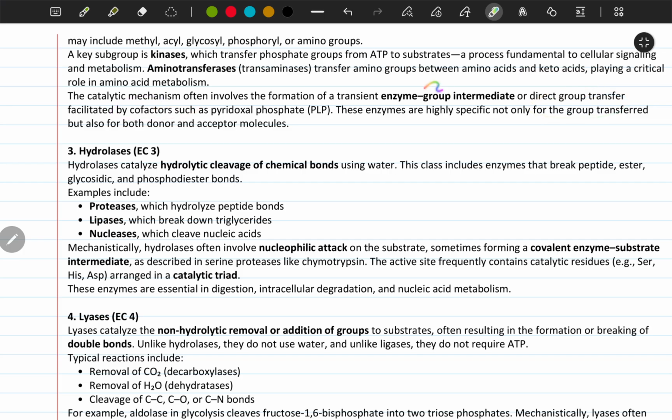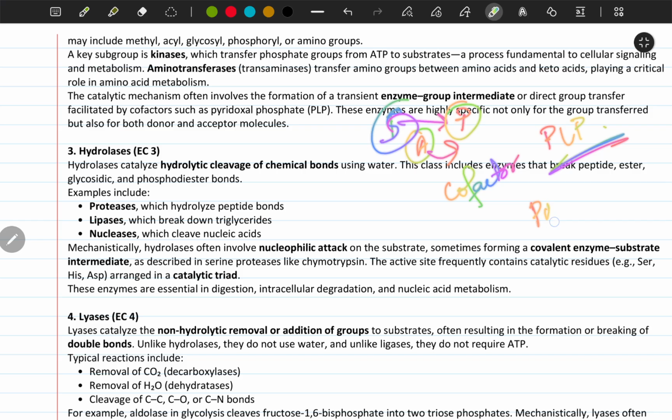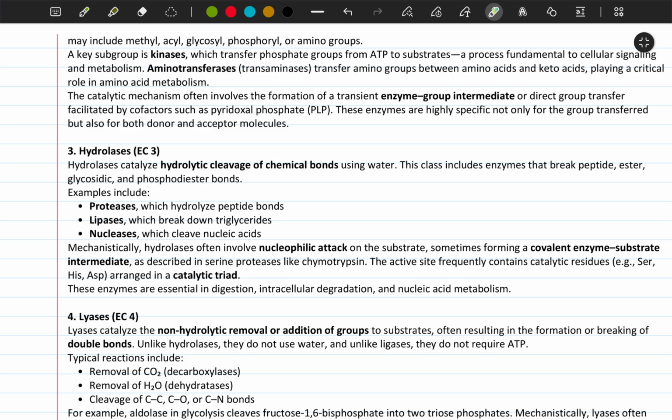It's either this, or the group is directly transferred from substrate to product with the help of a cofactor called PLP, which is also known as pyridoxal phosphate. These enzymes are highly specific not only for group transfer but also for both donor and acceptor molecules.